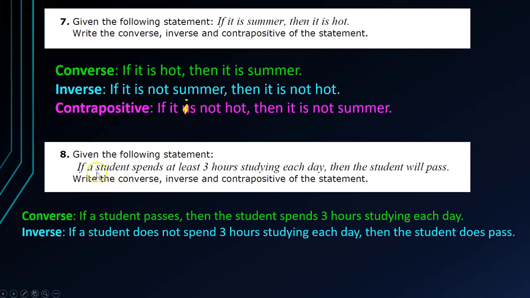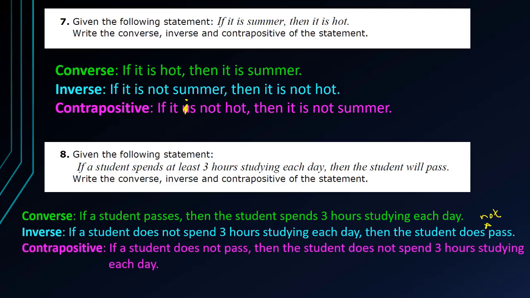The inverse would be the negation of this original statement. So if a student does not spend 3 hours studying each day, then the student does not pass. And then, of course, the contrapositive. If a student does not pass, then the student does not spend 3 hours studying each day. So it's basically negating this converse. So these are pretty straightforward. Just have to make sure you keep them straight and know which one's which. That's usually the biggest trick to it.